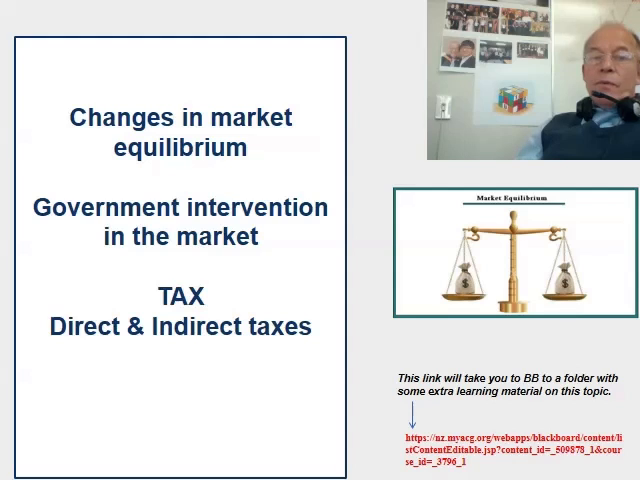So first we'll briefly look at direct taxation, which is fairly straightforward because it's about changes in income. But indirect taxes are taxes on goods and services, and so this will require a little bit more analysis. And so that's what we are going to focus on through these slides.